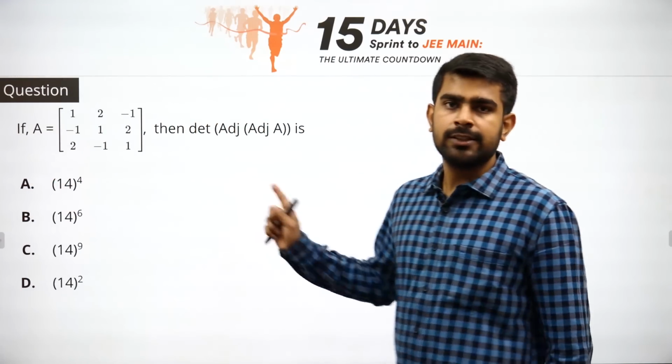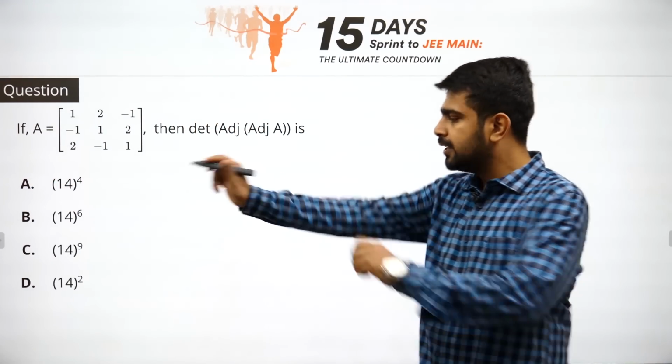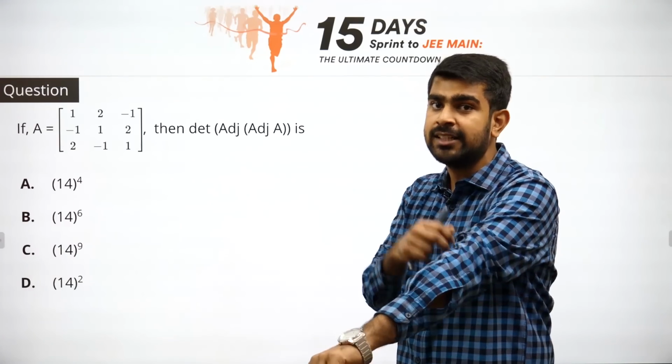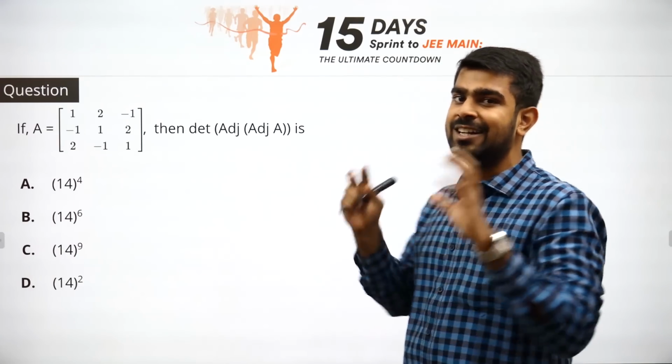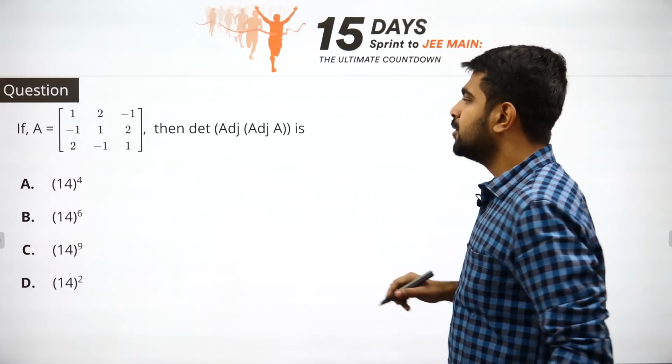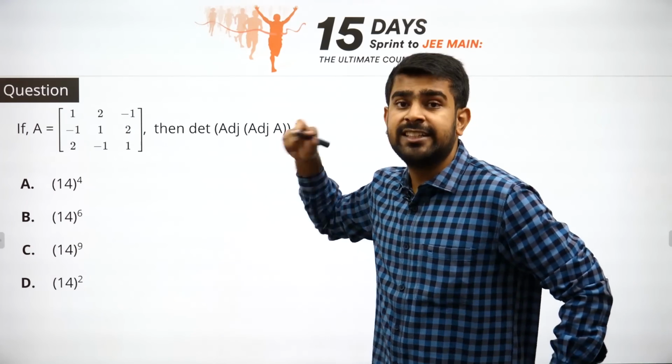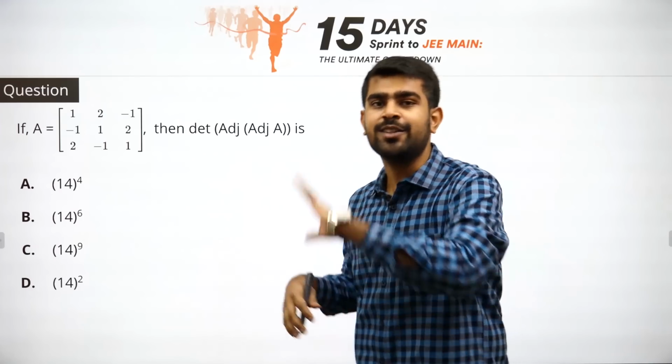Now this is good. You can try it out. If you know the property associated with this question, please pause and try it out. I would prefer that. Now they are asking you what is the determinant of adjoint of A.